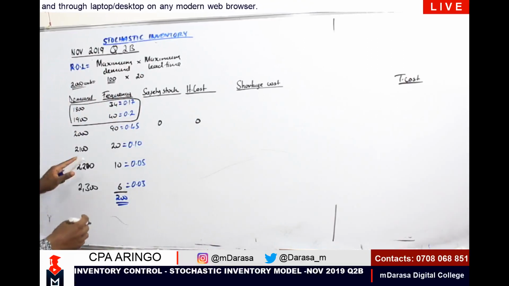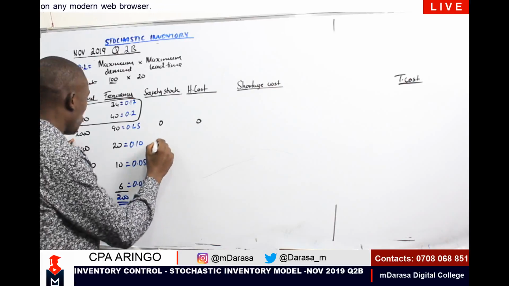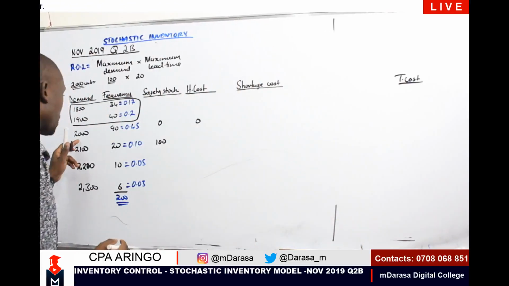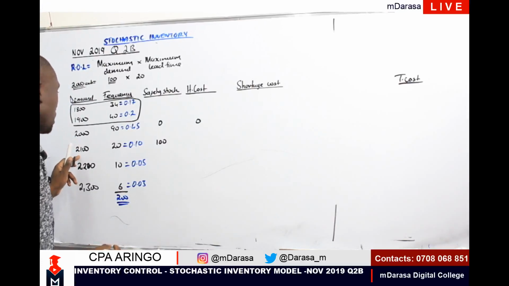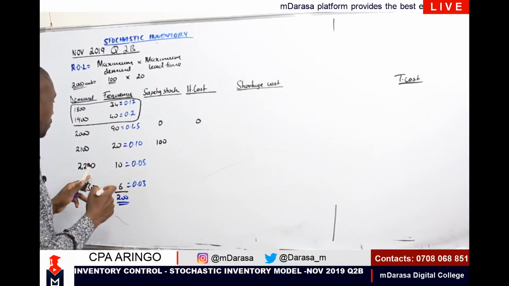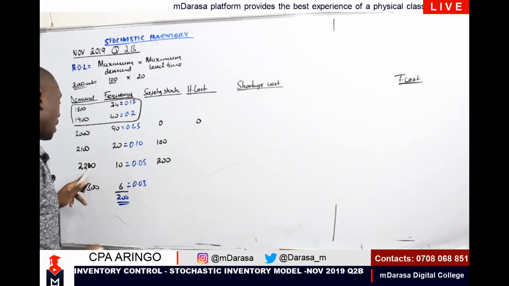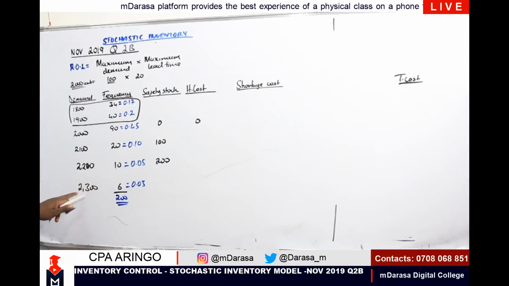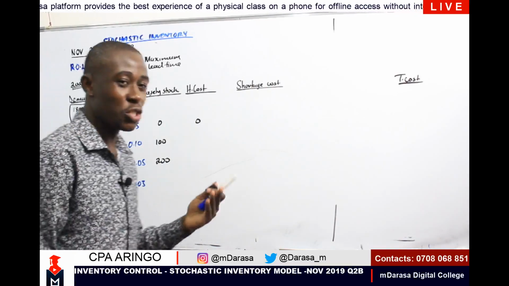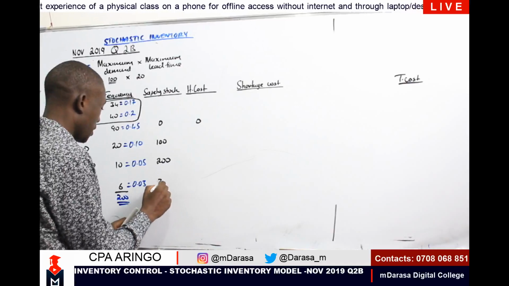Then, demand level of 2100 and our reorder level is 2000, meaning that I'll be required to maintain a safety stock of 100 units. The same concept: my reorder level is 2000 and our demand is 2200, so I'll be required to maintain a safety stock of 200 units. The same concept: my reorder level is 2000 and our demand is 2300, so I'll be required to maintain a safety stock of 300 units.